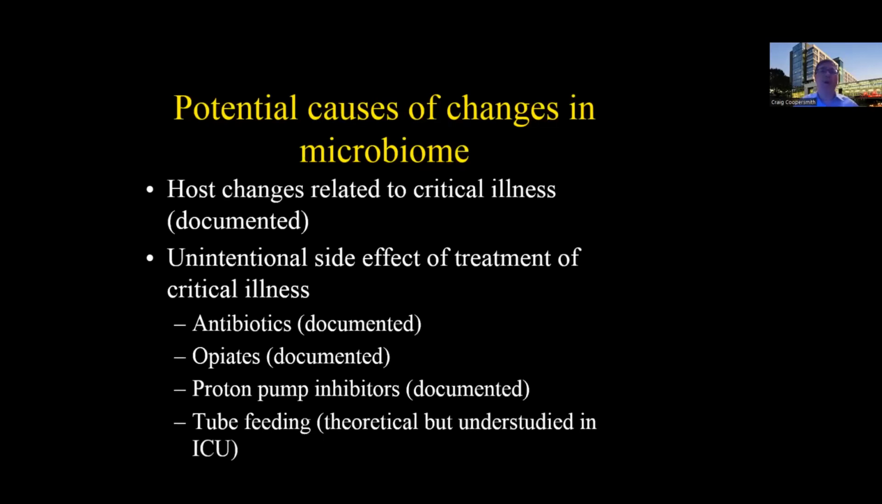Proton pump inhibitors are used to prevent stress ulcer in the ICU, to prevent GI bleeding, but they work by changing the pH in the stomach. Normally, the stomach has a very low pH and it's sterile. However, when we prevent this acidic environment, bacteria can overgrow, and that changes the microbiome. And finally, tube feedings clearly change the microbiome theoretically, although this has not been as well studied in the intensive care unit.